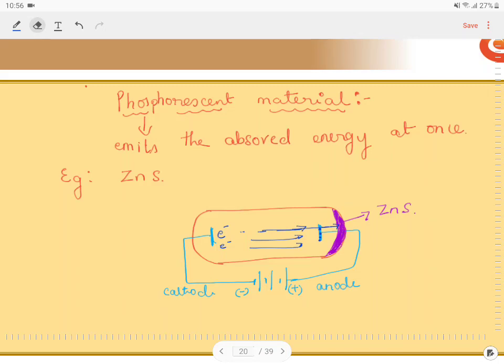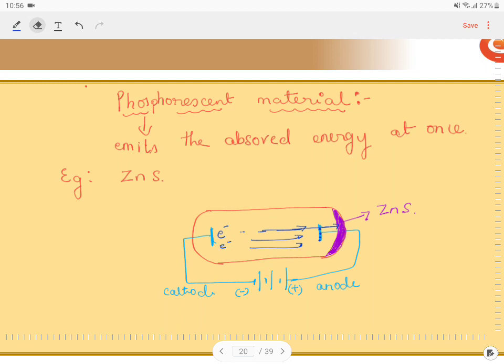Phosphorescent material means the material that emits the absorbed radiation at once. For example, zinc sulfide. Now, what is the use? In the discovery of electron, we learnt about the cathode ray discharge tube experiment.